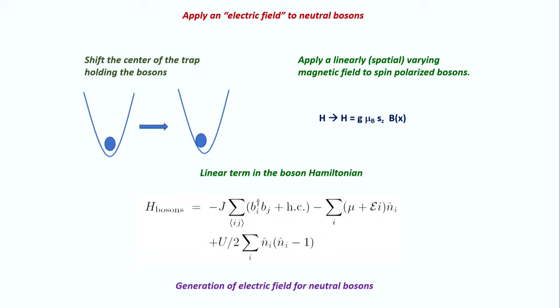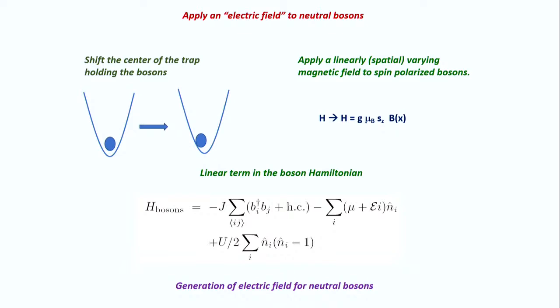Now, why is this like an electric field? The answer is that the trap gives you a harmonic oscillator-like potential. So if you shift its center, you get a shifted harmonic oscillator, which means it gives you a linear term for these neutral bosons, which is effectively like an electric field.